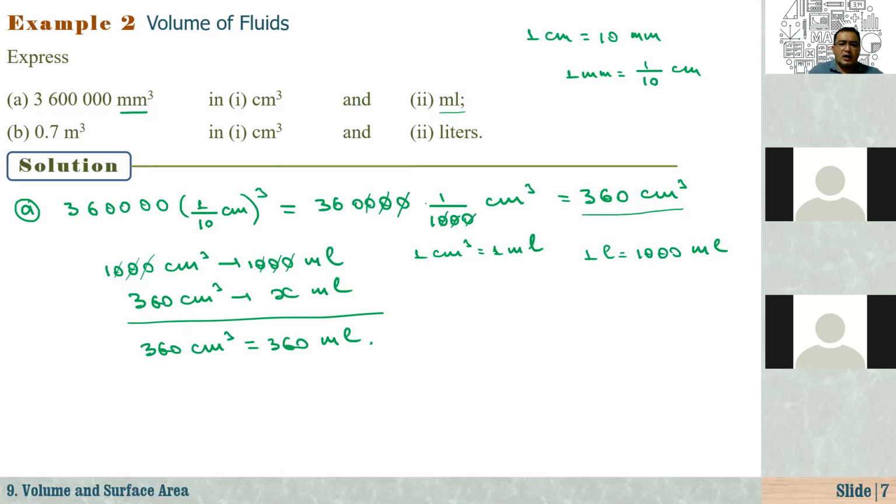In a similar way, how about question B? Question B, 0.7 meter cubes. So now we can do this a bit faster.